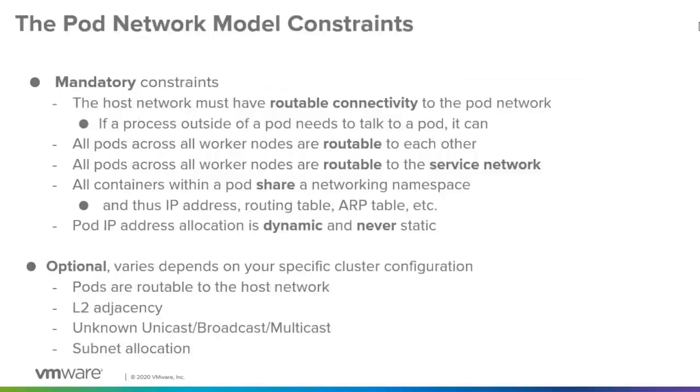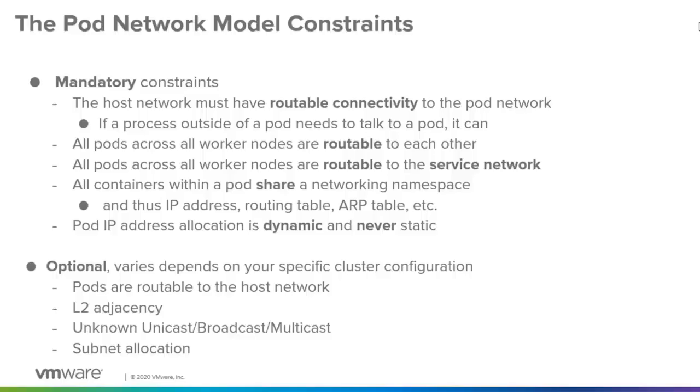I've seen everything. So let's talk about the constraints of the pod networking model. Let's talk about the mandatory constraints that Kubernetes defines that must be available on the pod network, and then we'll talk about the optional aspects that you can't be guaranteed. It really depends. So mandatory: the host network must have routable connectivity to the pod network.